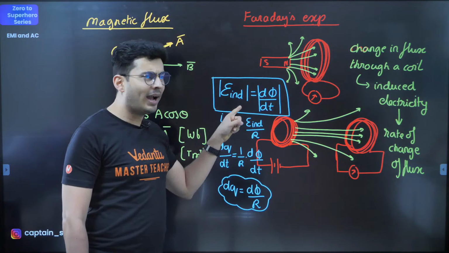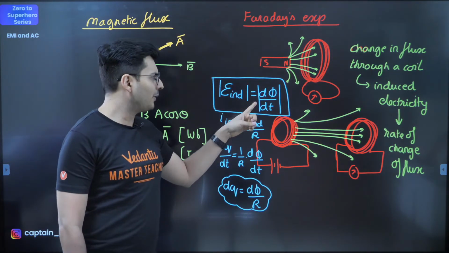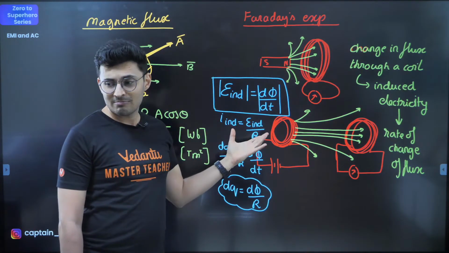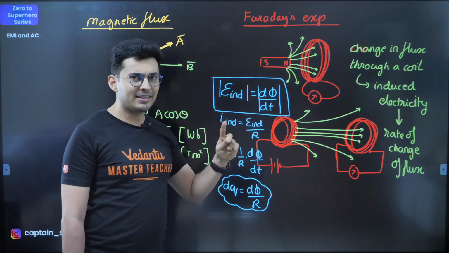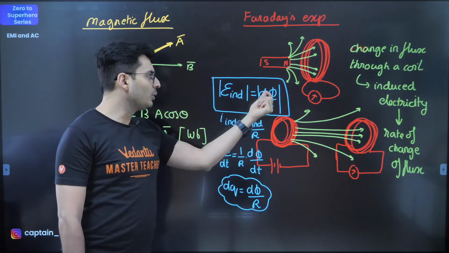Now, d phi by dt. Oh, why have I put a modulus sign? Am I scared of something, that it can become negative? Yep, I think I am. Hi, Yuvashri. Because in Lenz's law there is a minus sign. I'll come to it in a bit. So the magnitude is d phi by dt.